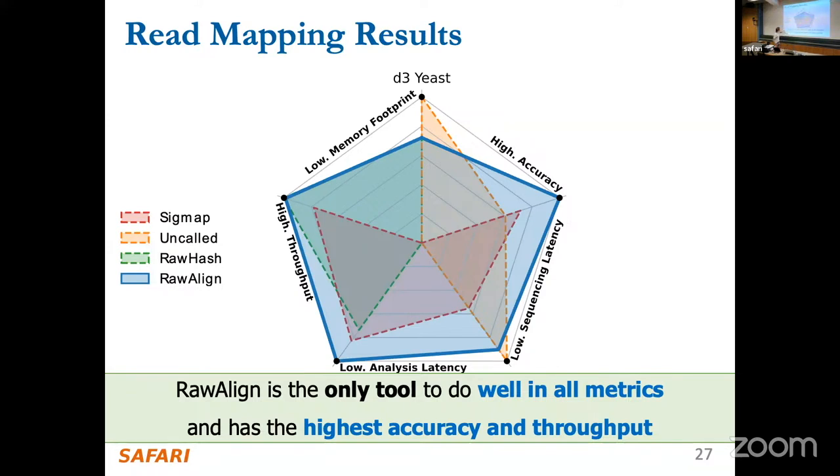Now, if you look at RawAlign, it has the best analysis latency, best throughput, best accuracy, not quite the best sequencing latency, but it's up there. And it's also reasonable in terms of memory footprint. And if you look at the other ones, well, RawAlign is the only one that kind of generalizes well in terms of doing well in all metrics. And then, of course, in two of the key metrics, accuracy and throughput, it's doing extremely well.